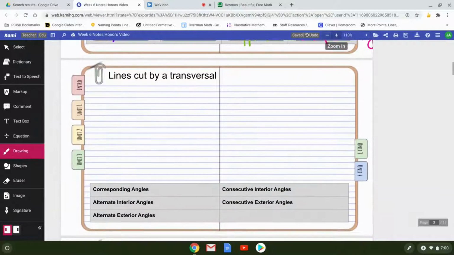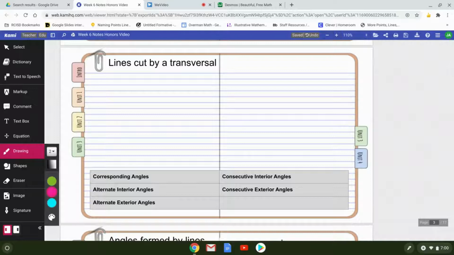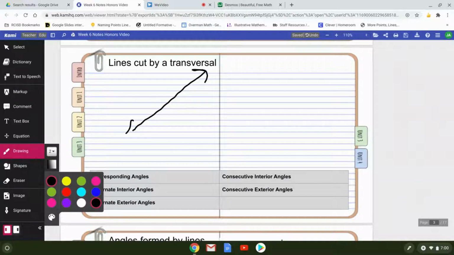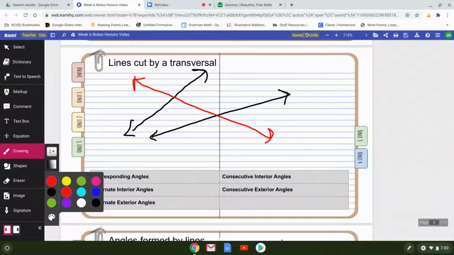Okay, let's just talk about two lines cut by a transversal. If I draw two lines, one like here, one, let's say, can go like this. And then I'm going to draw this line in here. This is called a transversal. I'll call it T. The reason why it's called a transversal is because it intersects two or more lines.